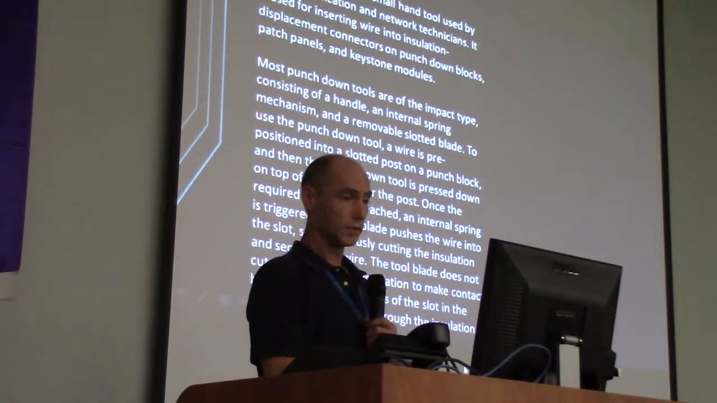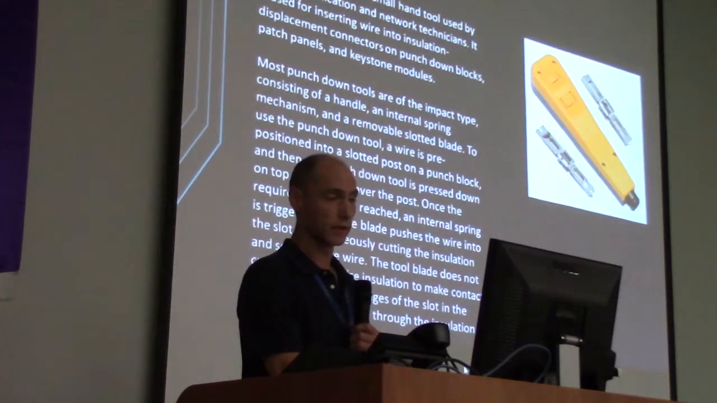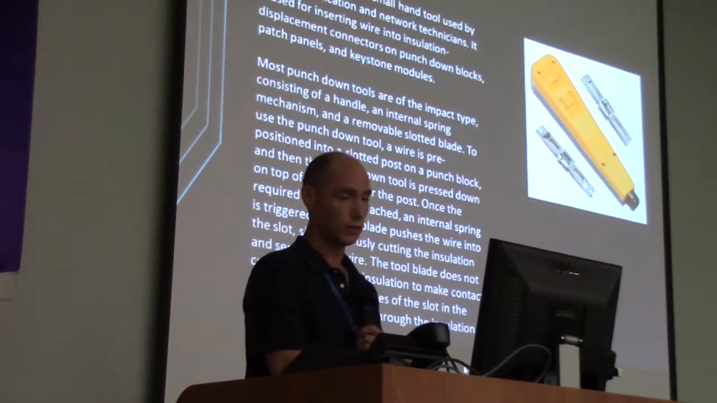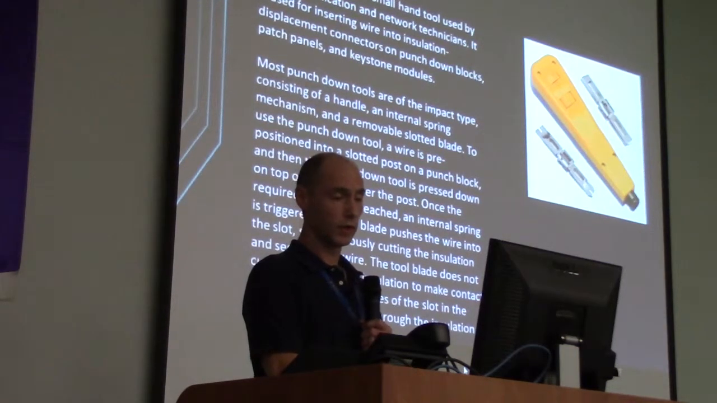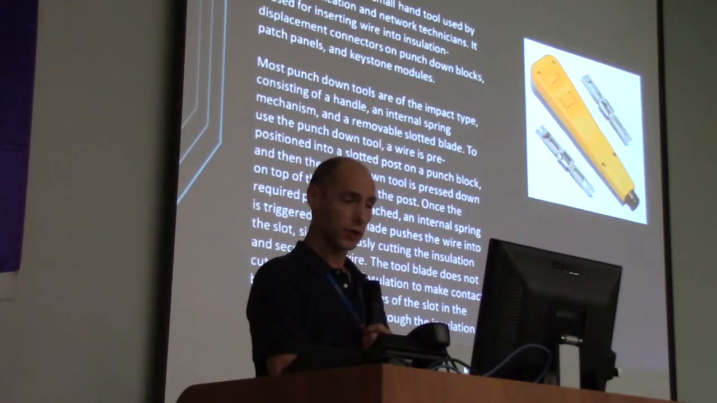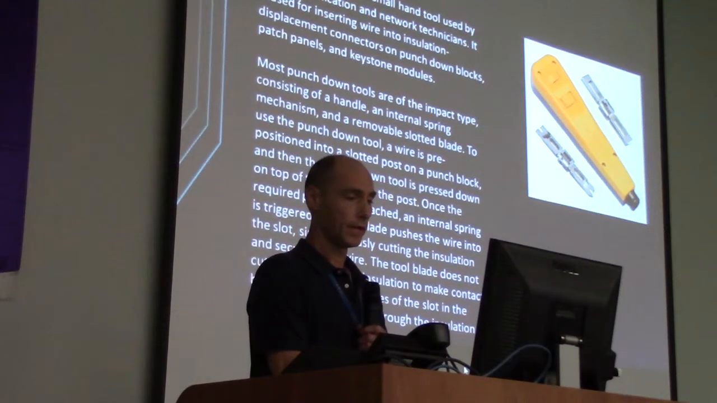A punch-down tool is a small hand tool used by telecommunication and network technicians. It is used for inserting wire into insulation displacement connectors on punch-down blocks, patch panels, and keystone modules. And there's a picture of a punch-down tool with both blades. There's a 66 blade, which is more of a flat rectangular blade, and then a 110 blade. Most punch-down tools are of the impact type, consisting of a handle, an internal spring mechanism, and a removable slotted blade. To use the punch-down tool, a wire is pre-positioned into a slot post on a punch block, and then the punch-down tool is pressed down on top of the wire.